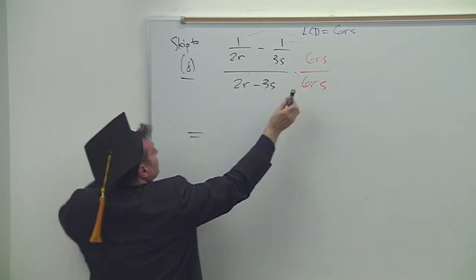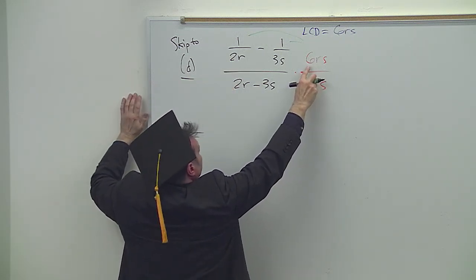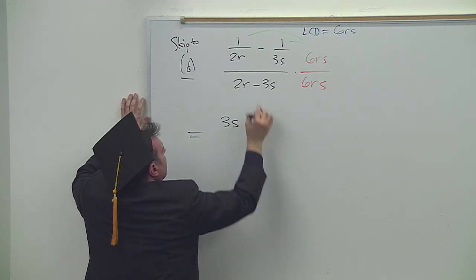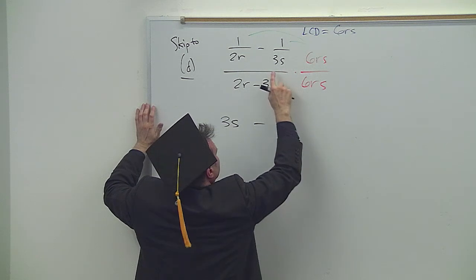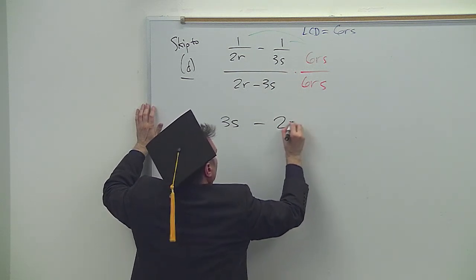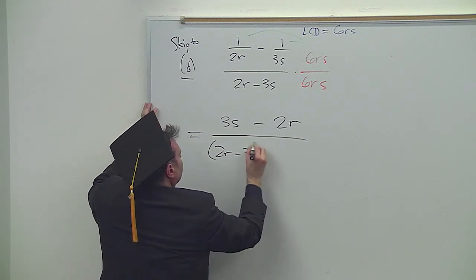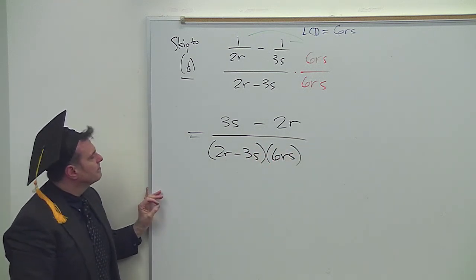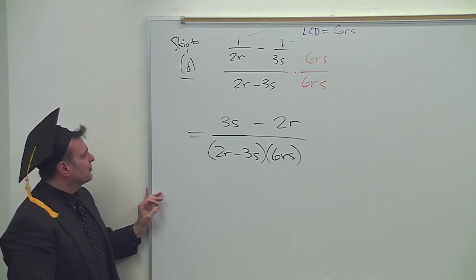In the numerator, in the first multiplication, 2's cancel and r's cancel, leaving, well, 3s. We get 3s minus, in the second multiplication, 3's cancel and s's cancel, leaving 2r. As I said before, I leave the denominator in factored form because I want to look for opportunities to reduce.